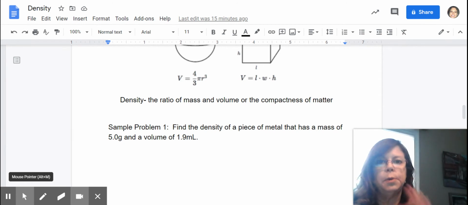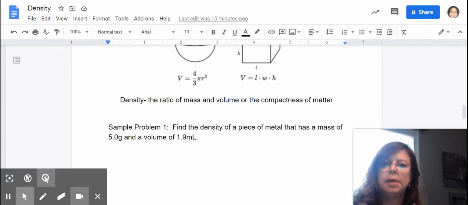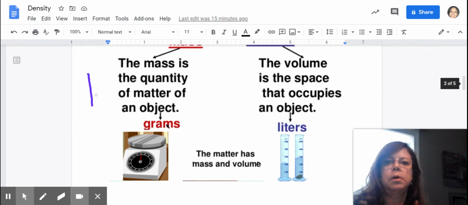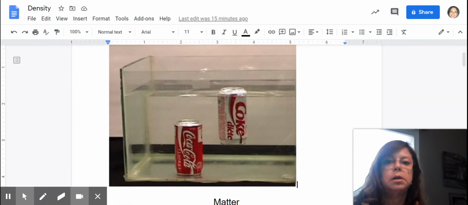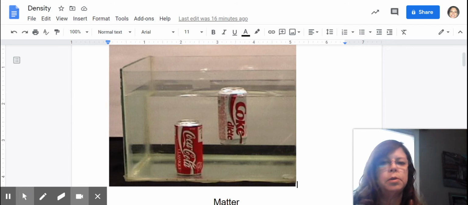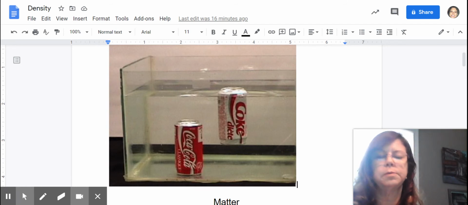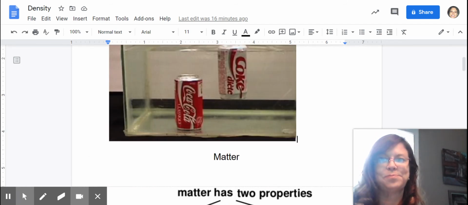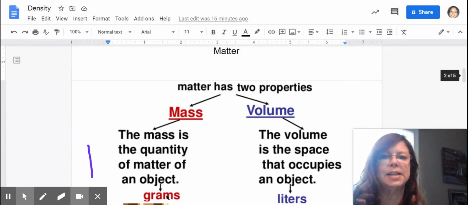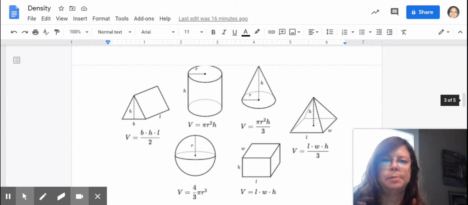So it's a derived unit where we take two different quantities and put them together to make a new concept. So the compactness of matter is density. So the ratio of the mass and the volume. So if we look back at the Diet Coke and the Coke, where the Coke has sunk, it's because the mass is greater. Even though the volume of both cans is the same, the mass of the Coke is greater. There's 39 grams of sugar in that Coke, while there's only 0.1 grams of NutraSweet in the Diet Coke. So the Diet Coke is actually less dense than water, so it floats.